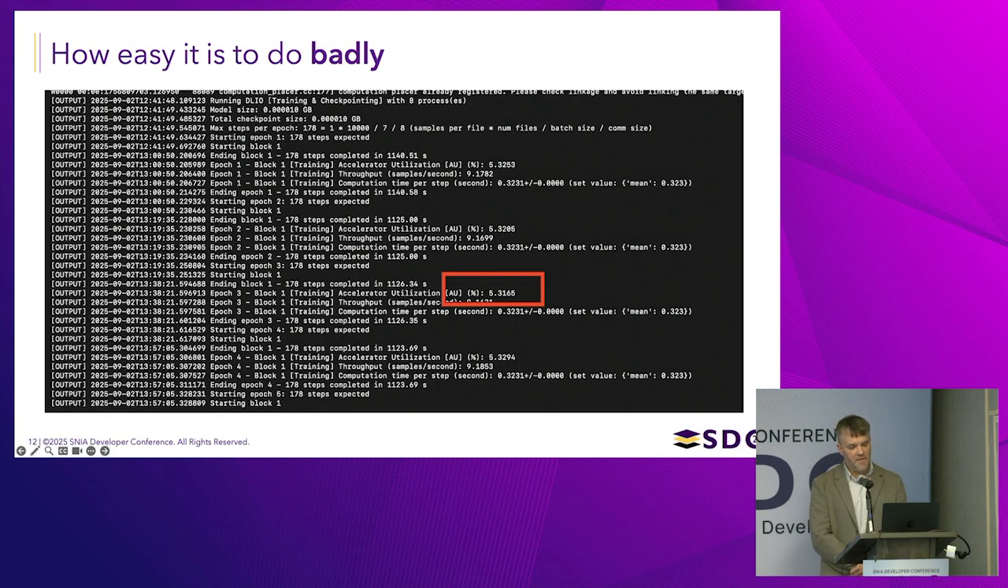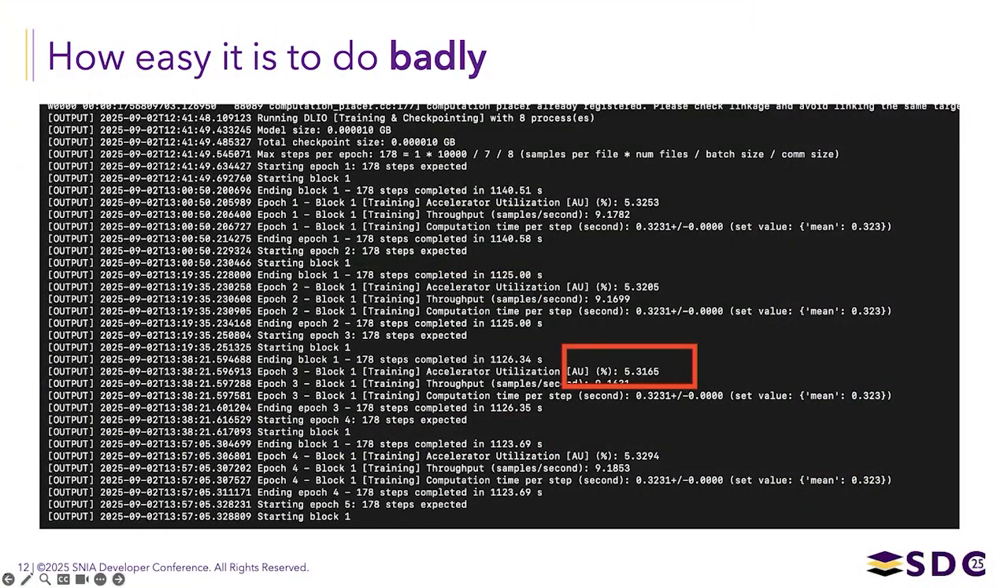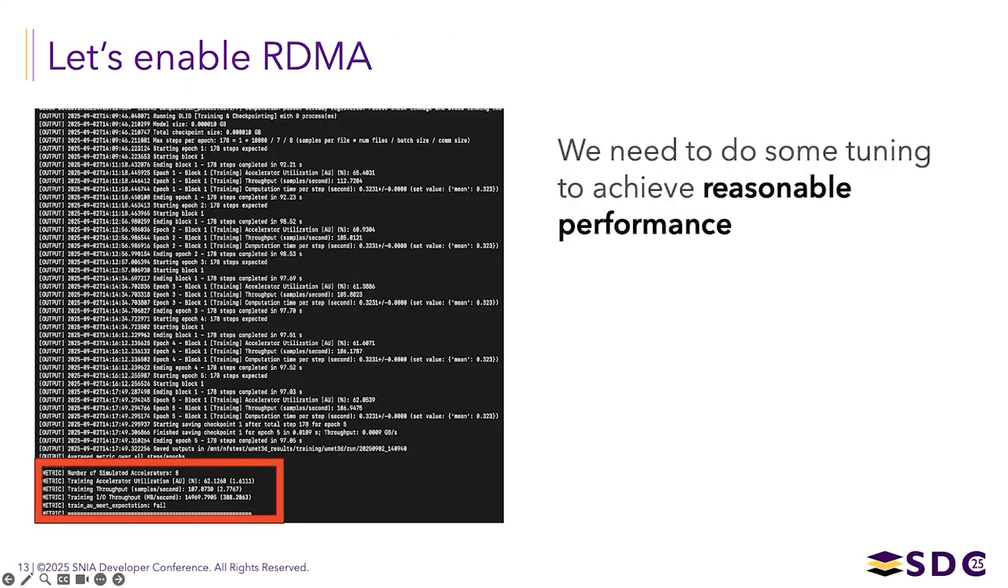NFS is a very simple protocol, but it's very easy to do badly. So I ran my NFS server with default parameters and mounted the client with default parameters, simulated 8 GPUs, and you can see that I was stuck at 5% average GPU utilization, which is quite far away from the expected 90%. Then I enabled RDMA, a very simple one parameter change.